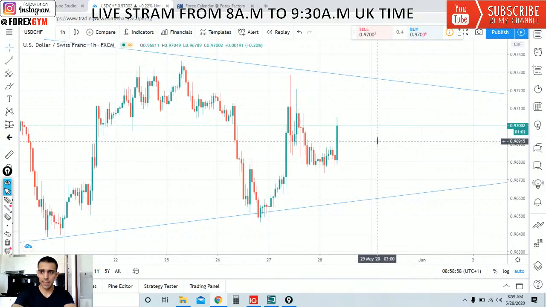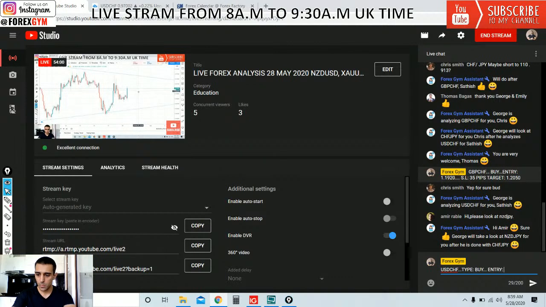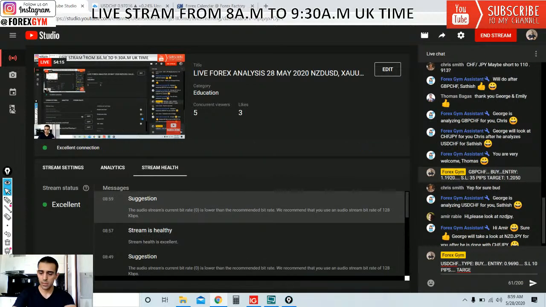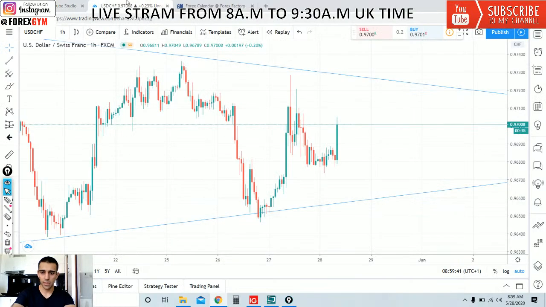What was the entry? 96.90. The entry at 96.90, the stop loss will be 10 pips. Targets for this one would be 97.20. Yeah, 97.20. Target is at 97.20, so that will be this one. We have 1 more minute before this candle is closed. So far it's staying there, so that's good.